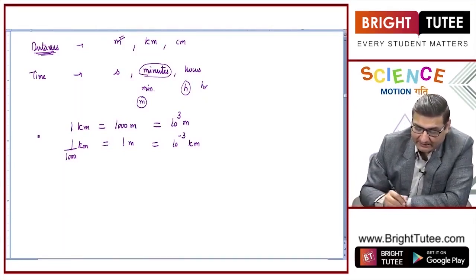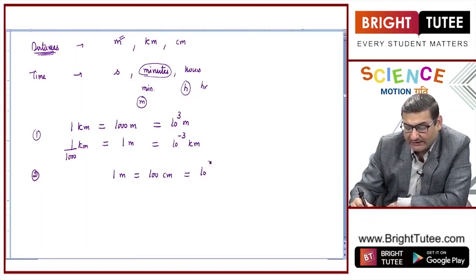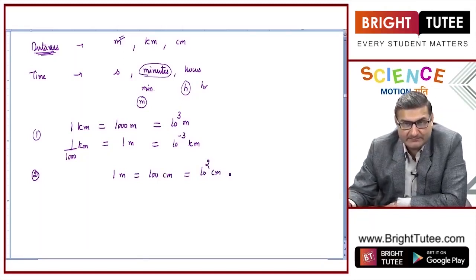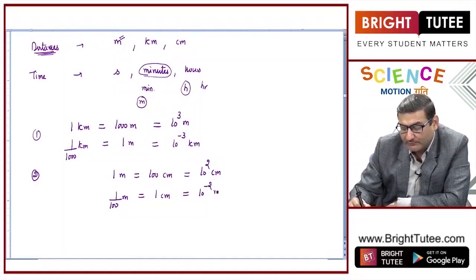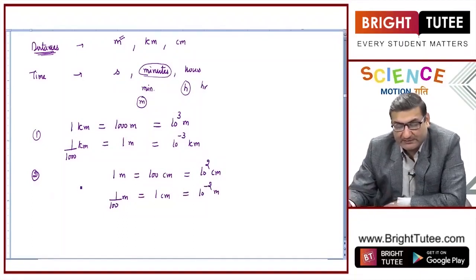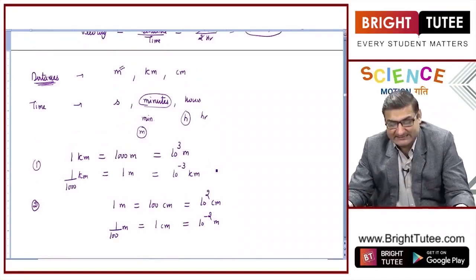Second thing, meter and centimeter. I should know 1 meter is equal to 100 centimeters, or 10 to the power 2 centimeters. The other way round, 1 centimeter is equal to 1 upon 100 meters, or 10 to the power minus 2 meters. Got it? Fine. So, these two relationships I should know about distances.